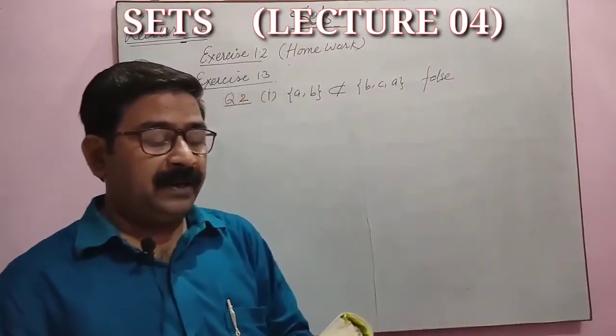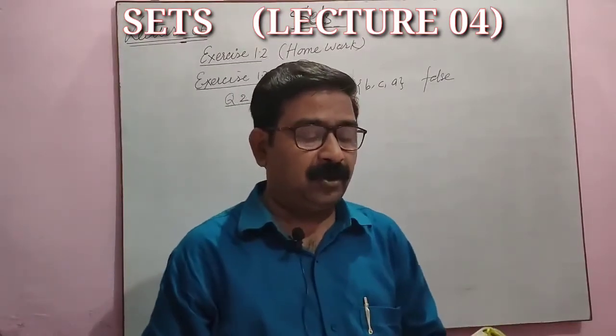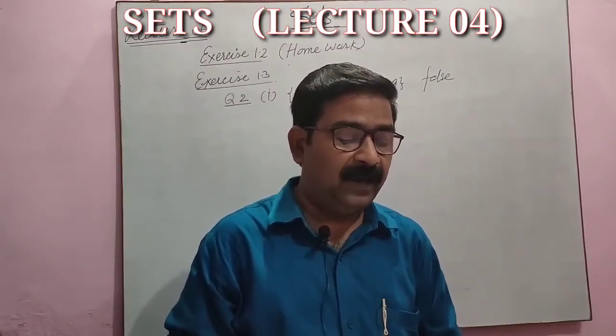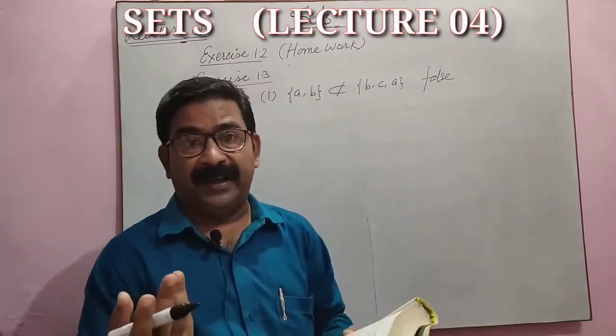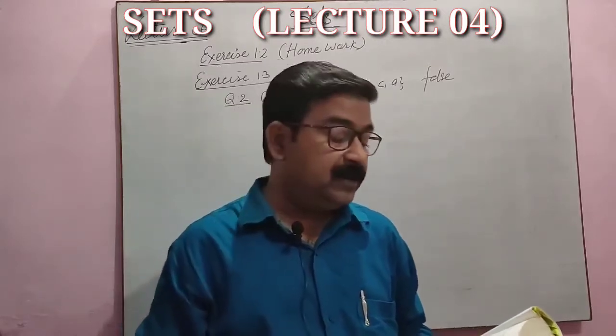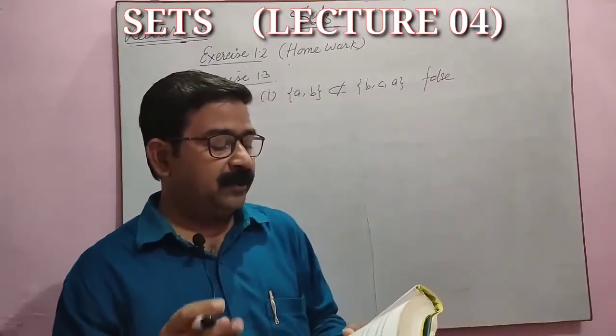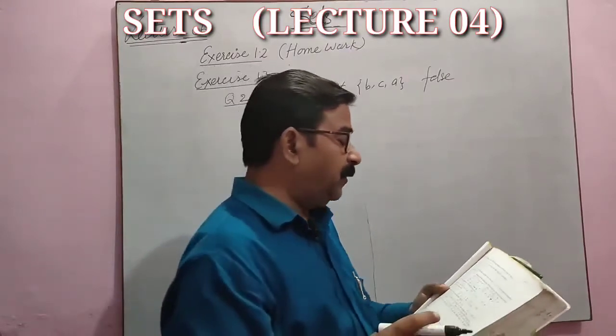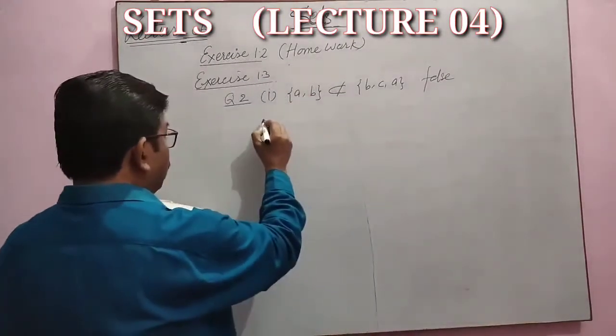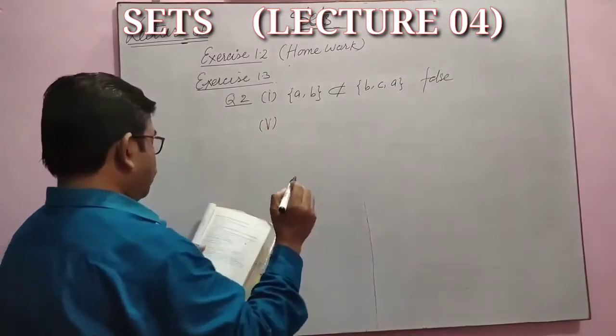In the second part, {A, E} is a subset of {x such that x is a vowel in the English alphabet}. A and E are both vowels. It means it is a subset. The third one you have to check, and the fourth one too. Here I am going to tell you the fifth part. Just try to understand.